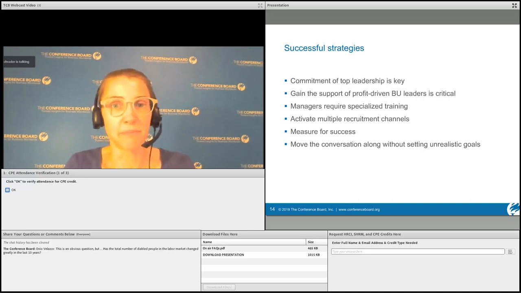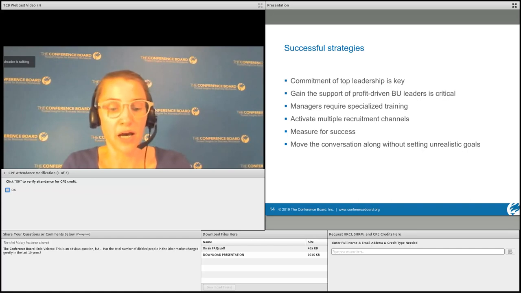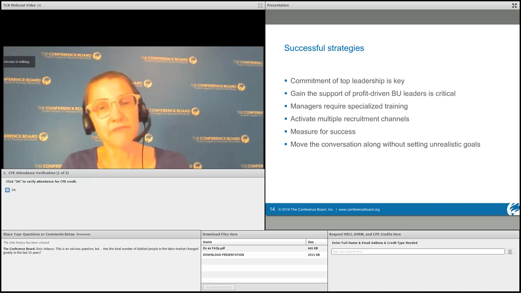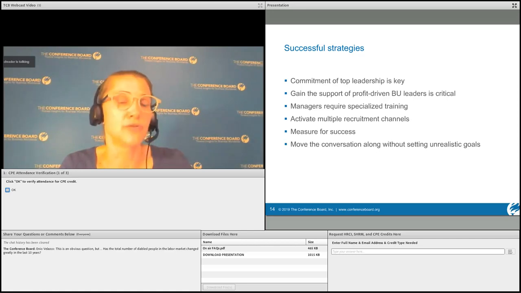And then last but not least, measuring for success, obviously measuring what you're doing, tracking progress, and setting reasonable goals. So really identifying positions where people with disabilities can reasonably succeed so that you have a sustainable program, something that you can slowly build on. Good. Thanks, Anke.